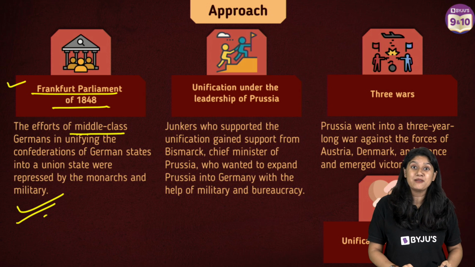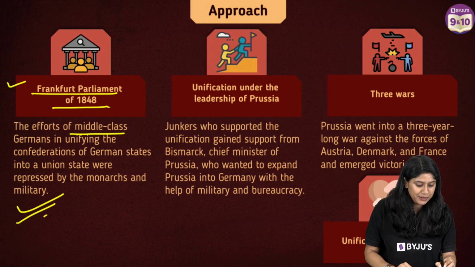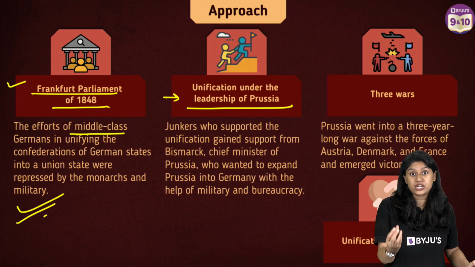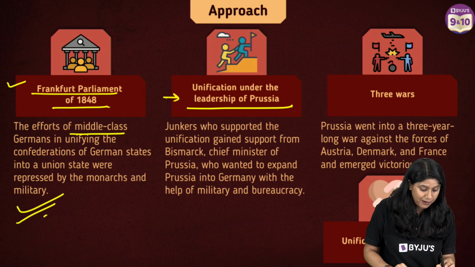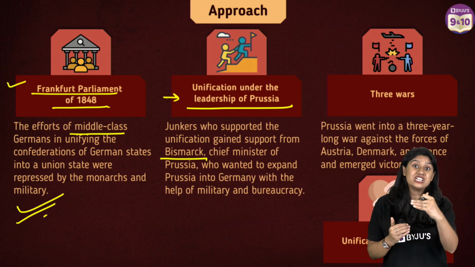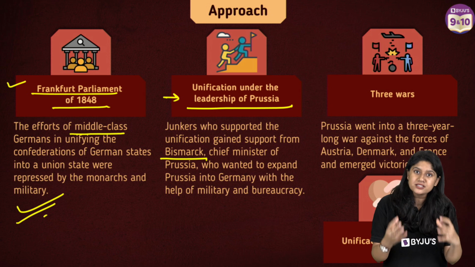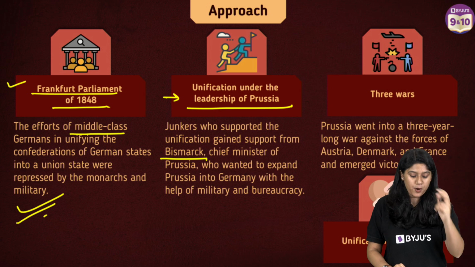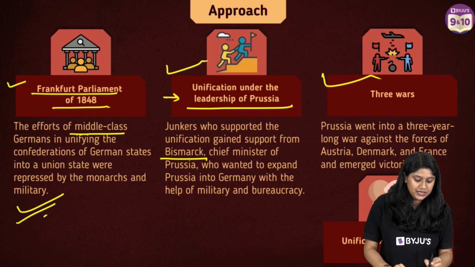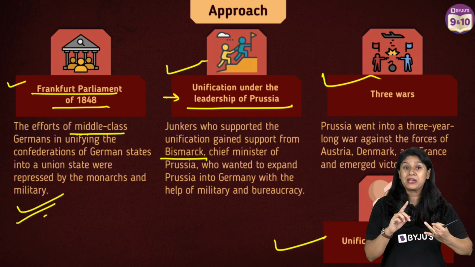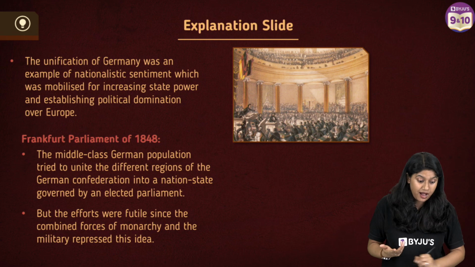Then comes the main important point. Now the main points will be based upon the leadership of Prussia. So Prussia took the initiative for the unification of Germany. Then we'll be mentioning the Chief Minister Bismarck, how many wars he fought, against which nations he fought the wars, right? And ultimately, of course, what we have as a result. So in the main points, we have this part and the 3 wars part, and ultimately at the end we have the conclusion, which is the unification of Germany. So if you look at it, there's introduction, main points and the conclusion. Now let's see how we can add on these points.